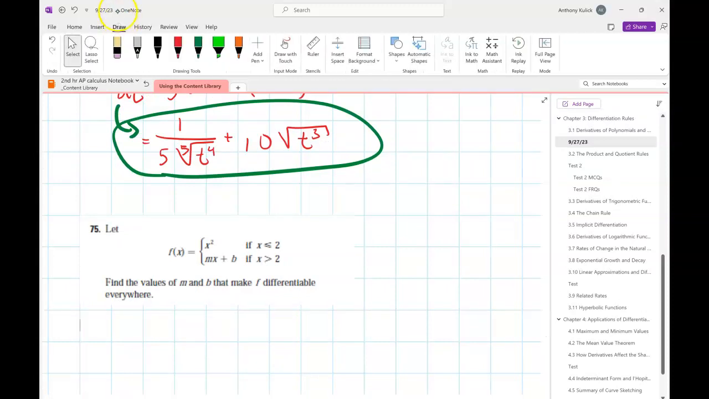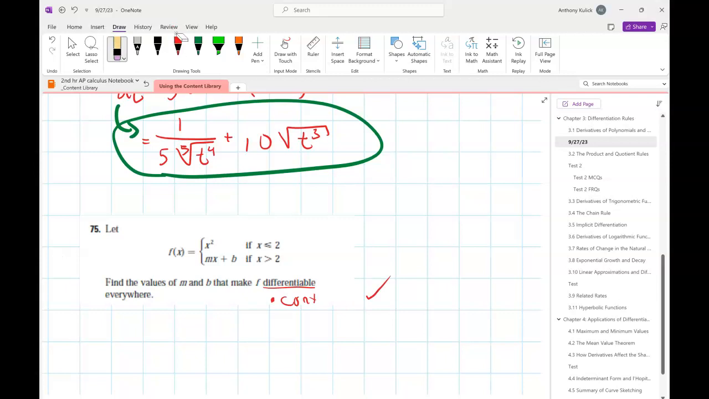Okay. So it says, find the values of m and b that make f differentiable everywhere. So when we say differentiable everywhere, what things need to happen to ensure this is differentiable everywhere? There are 3 things. You'd have to know this for the test. I need continuous. Gotta have that.